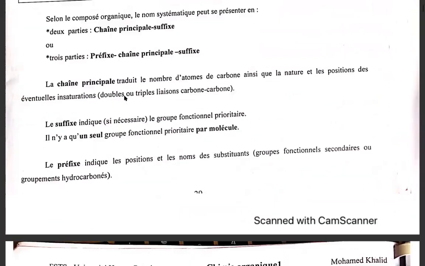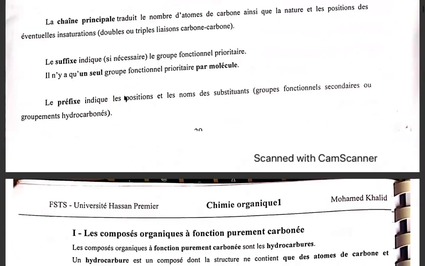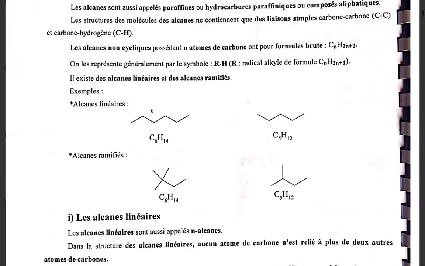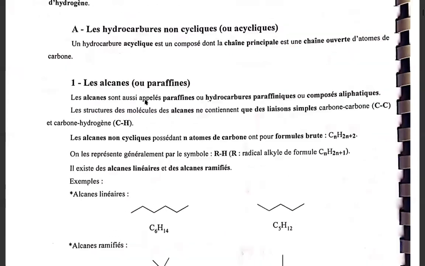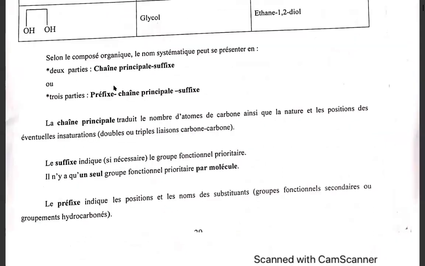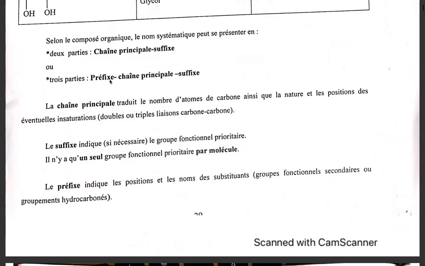Okay, there are no questions. So for this one, the formula is prefix, chaîne principale, suffix. How many carbon atoms do we have here? We have 6, so the prefix is for 6. What's the prefix for 6? In organic chemistry, it's hex. That also defines the chaîne principale, which here also has 6 carbon atoms. So we are going to say hex.